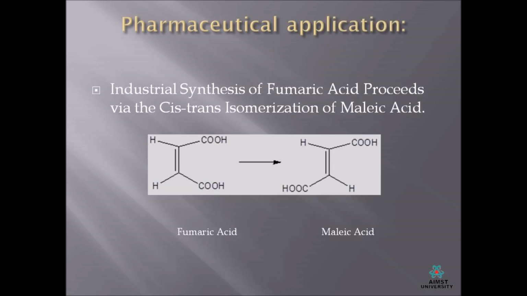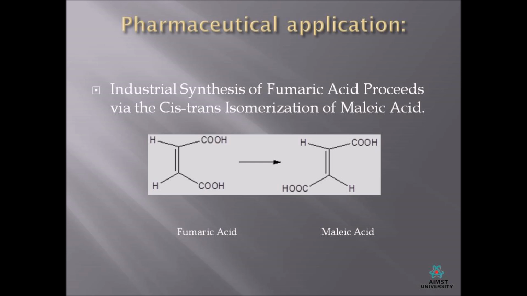When we come across the pharmaceutical applications, the industrial synthesis of fumaric acid proceeds via cis-trans isomerization of malic acid. The left-hand structure, fumaric acid, is getting converted into the right-hand structure, malic acid. Fumaric acid is a cis form where you have both COOH groups on the same side. But in the malic acid, both carboxylic groups are on opposite sides.